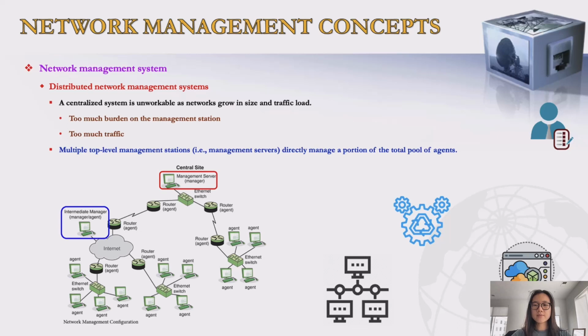The intermediate manager plays the role of manager to monitor and control the agents under its responsibility. It also plays an agent role to provide information and accept control from the higher-level management server. Therefore, it spreads the processing burden and reduces the total network traffic.